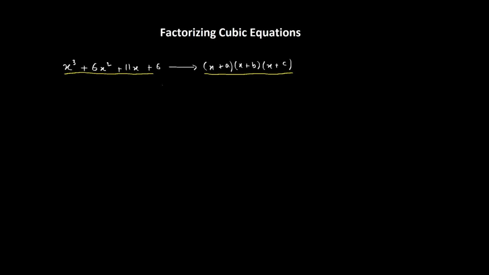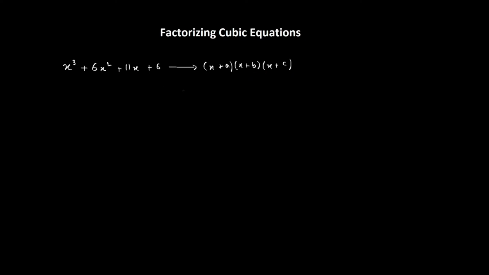So how do we break it down? In order to break down a cubic equation, we first need to find out one of the factors. Out of the three factors, we need to first identify one of them, and we do that by a trial and error method. But don't worry, we're not going to start with random values. There are some values that we can identify from the cubic equation itself.